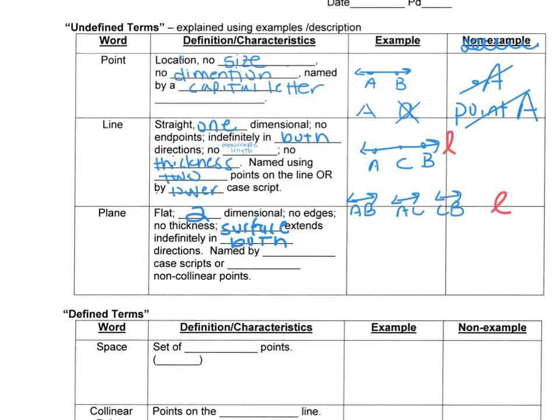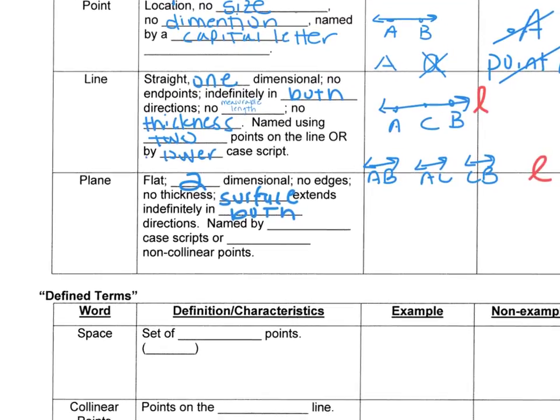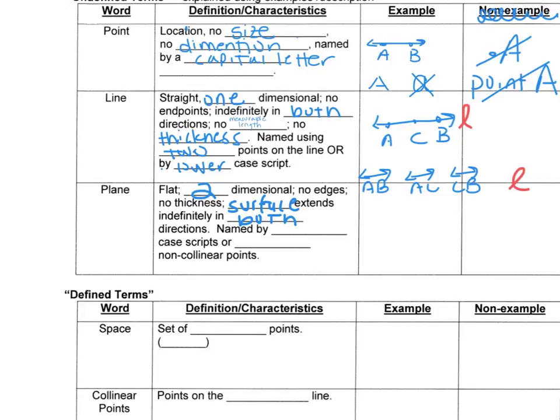Now, this is the important part about our plane, that it's named by an uppercase script. I got out of order here, sorry. Or 3 non-collinear points.